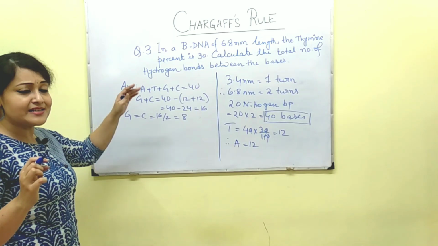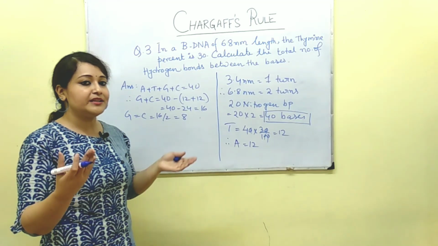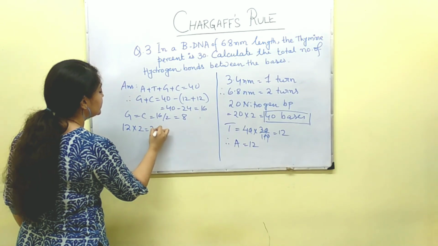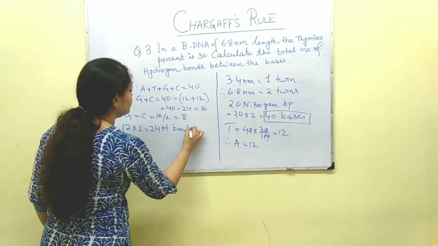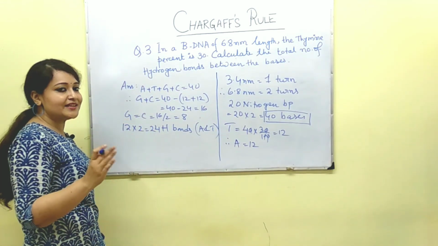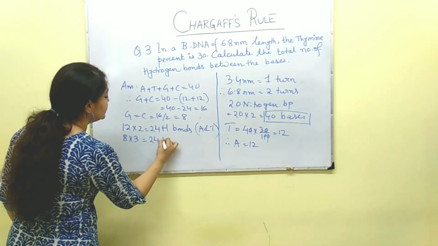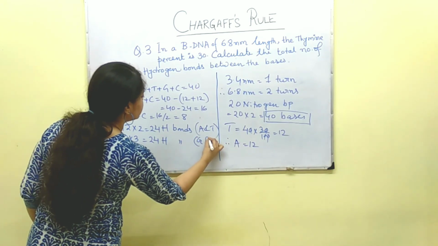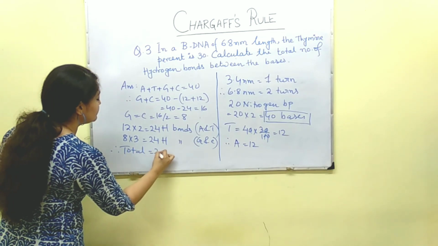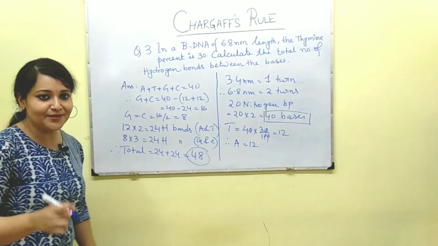And in the question it has been asked the number of hydrogen bonds. Now adenine bonds with thymine with the help of 2 hydrogen bonds. So for 12 bases the number of hydrogen bonds will be 24 hydrogen bonds between adenine and thymine, right? And in case of guanine and cytosine there are 3 hydrogen bonds. So 8 into 3, that is again 24 hydrogen bonds between guanine and cytosine. So the total number of hydrogen bonds will be 24 plus 24, that is 48, and this is the answer. Hope it is clear to all of you.